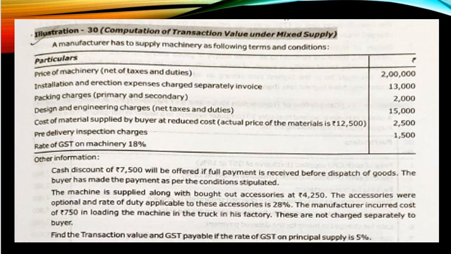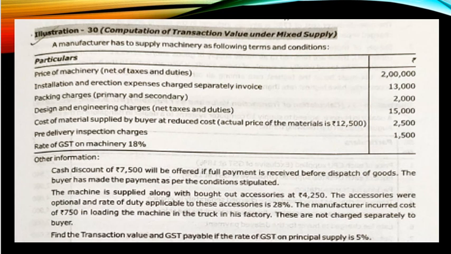Then installation and erection expenses charged separately, invoice 13,000. Packing charges, primary and secondary, 2,000. Design and engineering, which is 15,000. Cost of material supplied by buyer at reduced cost, and the actual price of the material is given. We will always be taking the actual price to find out the transaction value. Next, pre-delivery inspection charge. Then we have rate of GST on machinery, 18%.